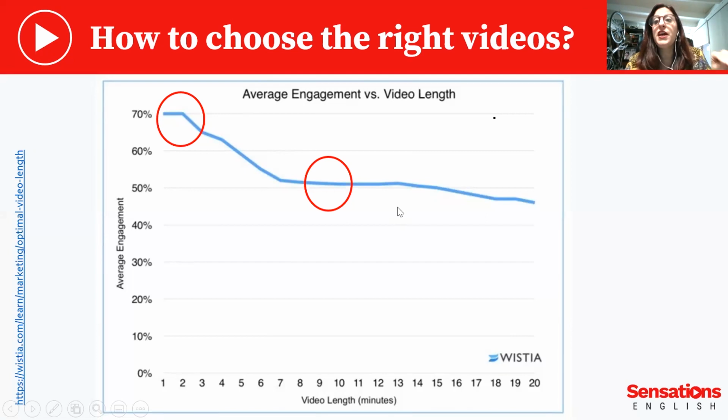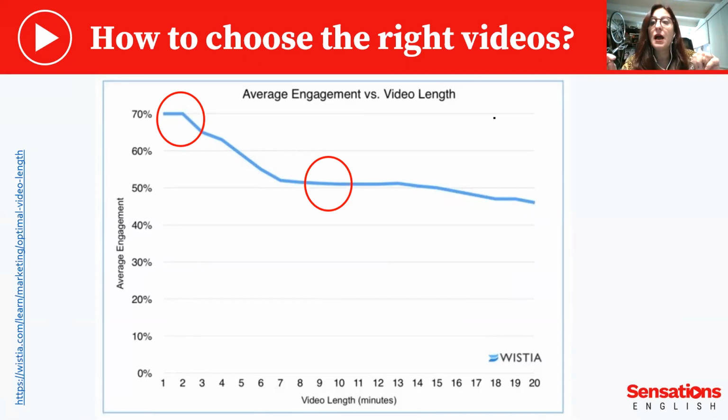Depending on the use and the purpose for watching the video, the general rule is that 1 to 2 minutes is the ideal length. If you need to have a longer video, then it doesn't matter if it is 3 or if it is 12, because between 6 and 12, there is no change in engagement. It remains at 50%.